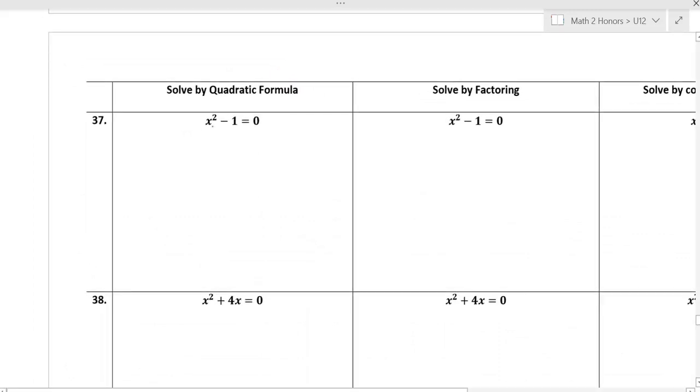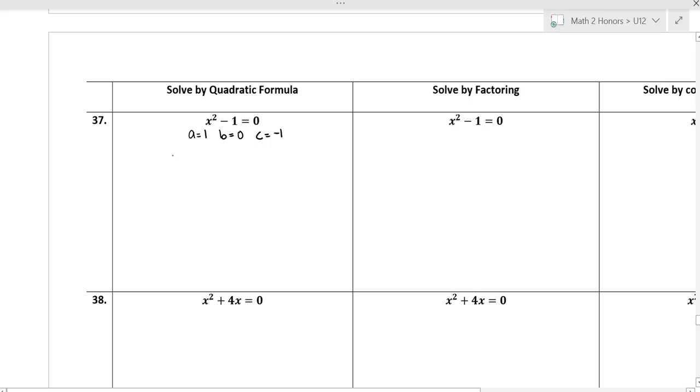Quadratic formula, you make sure it's equal to 0. It is. Then you find A, B, and C. A is the number in front of x squared, B is the number in front of x, and C is your constant term with no x.